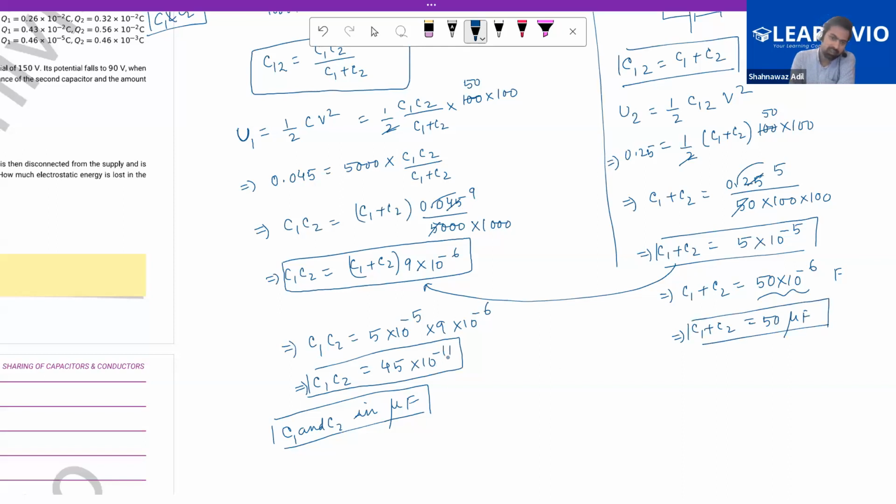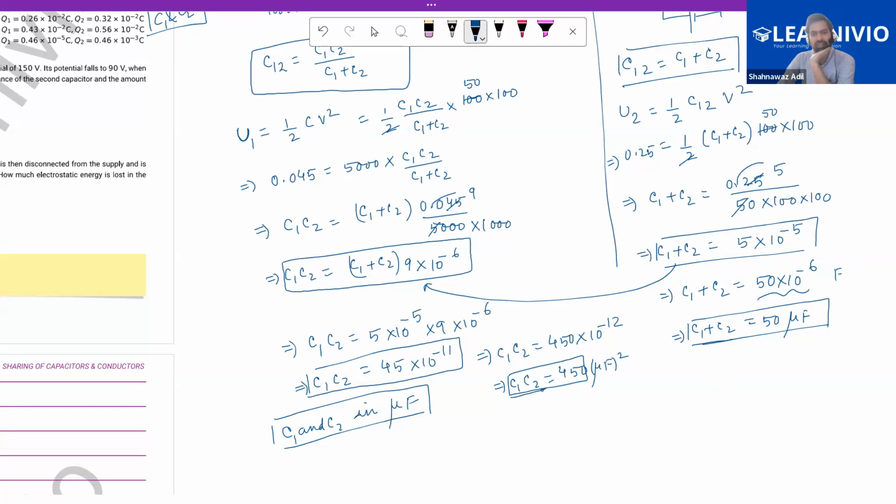And again, this is a 10 to the power minus 11, so we can write it as C1, C2, and then we have to write 10 to the power minus 12. So that would be 450 and 10 to the power minus 12. And then we can write it as C1, C2 is 450 microfarad square. Right. So this is the idea. Now, what can we do from here? We have C1 plus C2. We have C1 into C2. So what can we do?